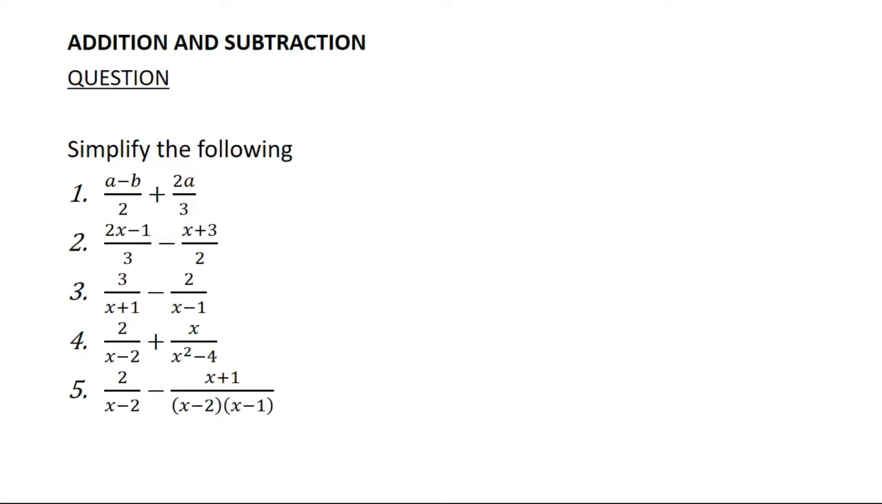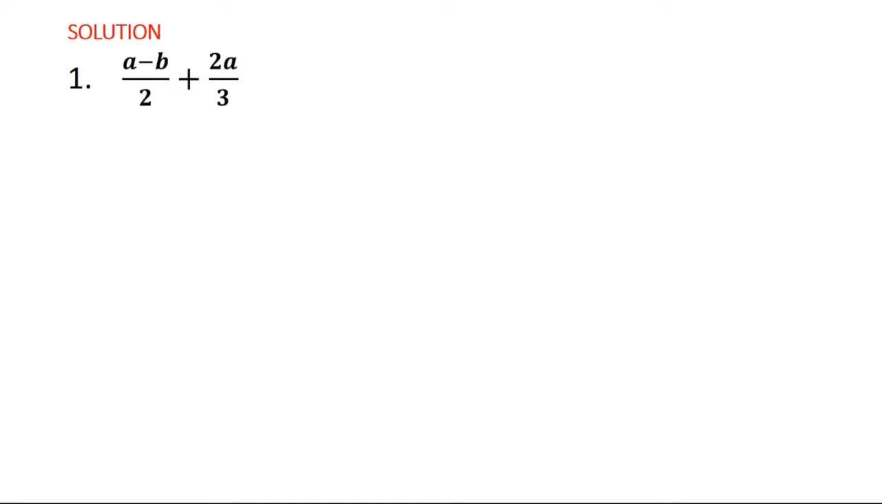We are being told to simplify the following and we have been given from question 1 up to question 5. So we take them one after the other and solve it. So we pick the first one. We have a minus b over 2 plus 2a over 3. Now, solving algebraic expressions involving fractions is the same as addition and subtraction of fractions, as we already learned in the video on fractions. So the first thing that you need to do is to first find the LCM of the fractions given to you.